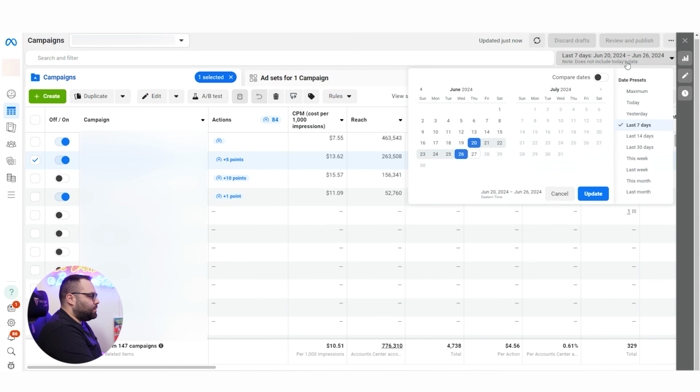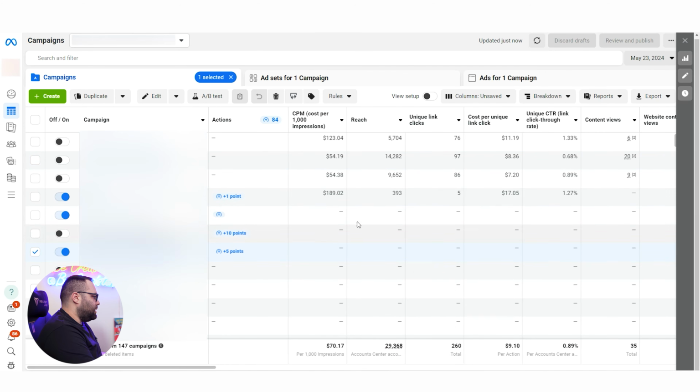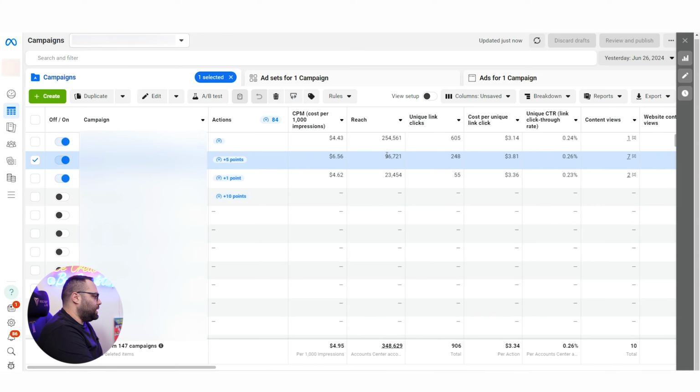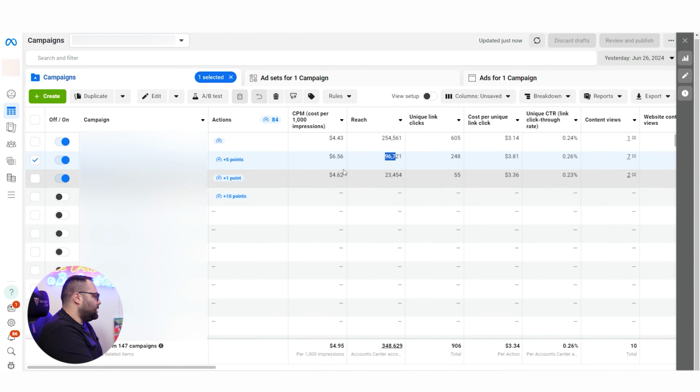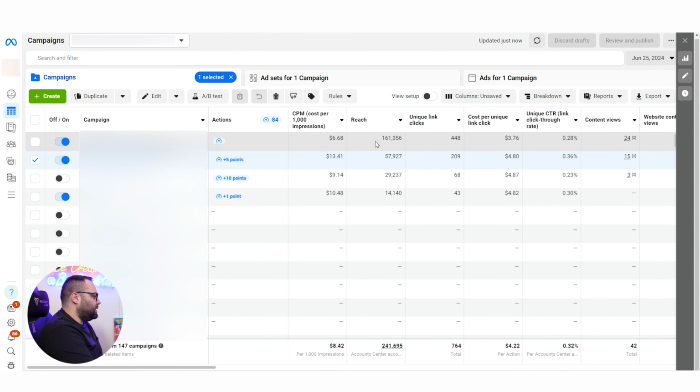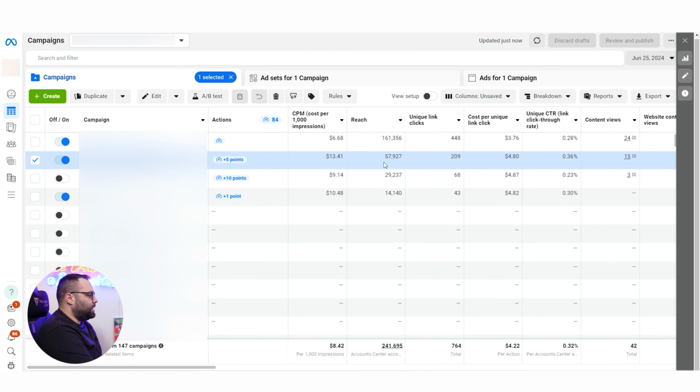What I'm trying to say is that when we had very bad CPM over here with 23 on the 23rd, we were just reaching, with all of the campaigns combined, 29K, and now it's reaching 200K people, just in 1 day. Let me see again if I'm correct. Yeah, so it is 100K people here with the CPM of 6, 250K people here. Let's go 1 day back. 57, 161. You can see that we are reaching so many people now that the CPM is lower.